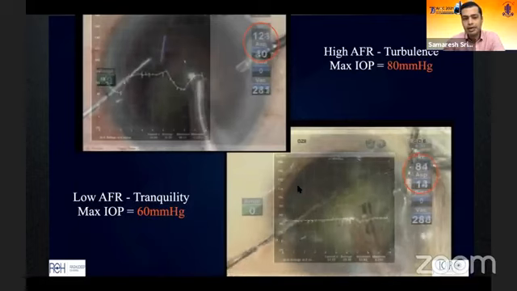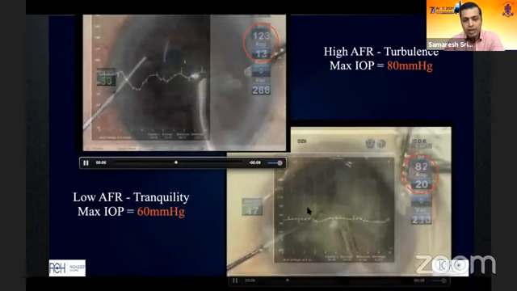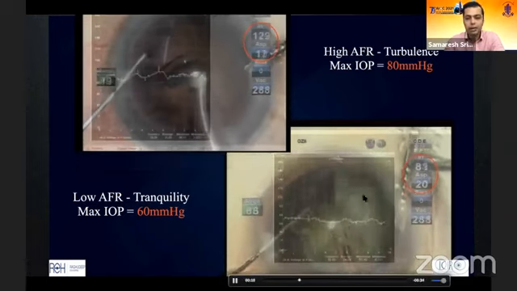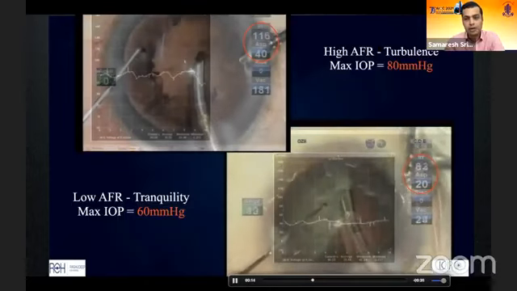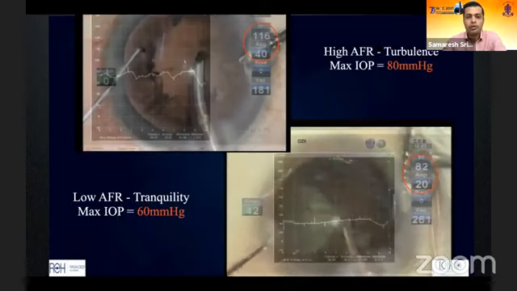And this is just a comparison, putting a high parameter group side by side, and look at this graph here, and compare it with the low parameter group with an IOP of 60 and a corresponding bottle height of about 80 centimeters, and compare it to the high parameter group, which is a flow rate of about 840 and a bottle height going up to as high as 120.